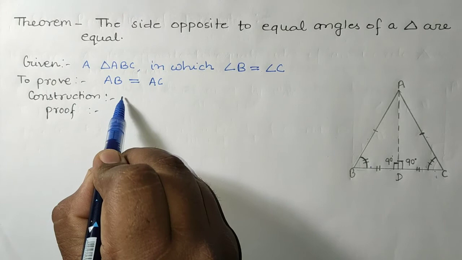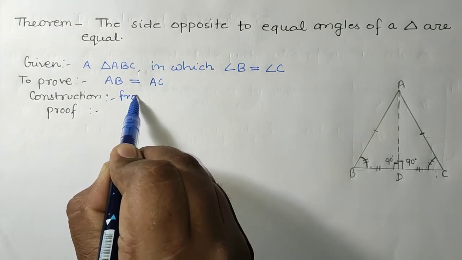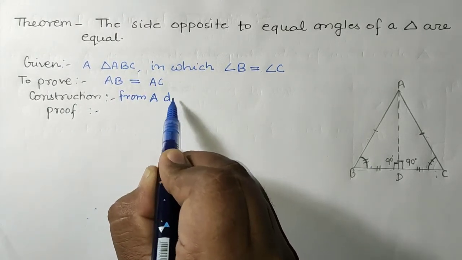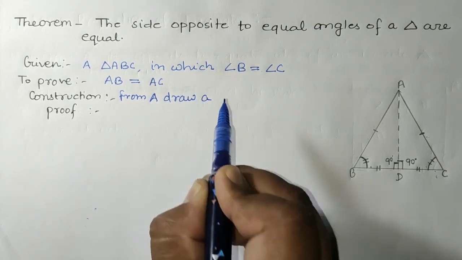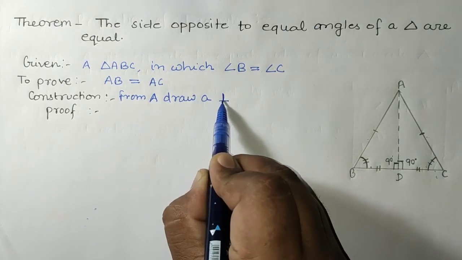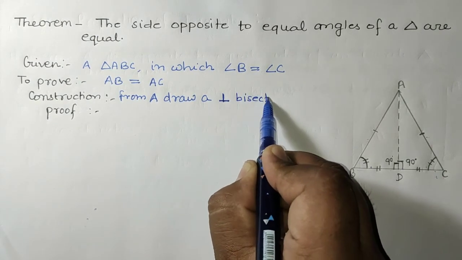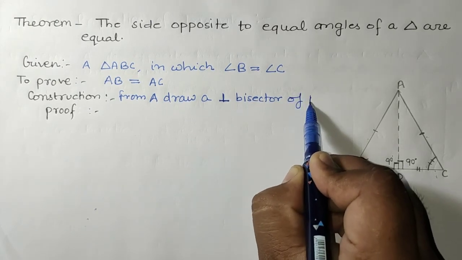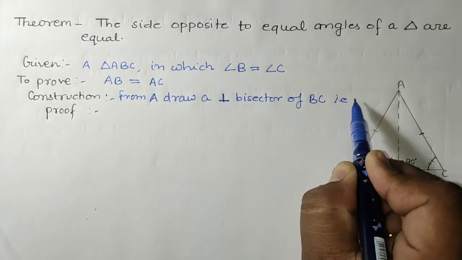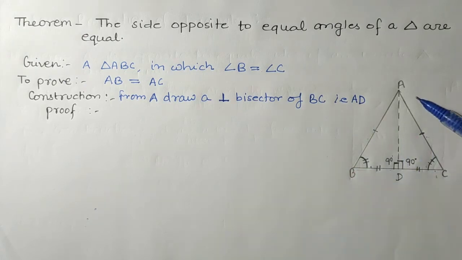The first part is BD and the second part is DC. Both parts are equal. So in construction we'll write: from A, draw a perpendicular bisector of BC, that is AD. This perpendicular bisector AD we have drawn to BC means this angle will be 90 degrees and these parts are equal. BD is equal to DC.